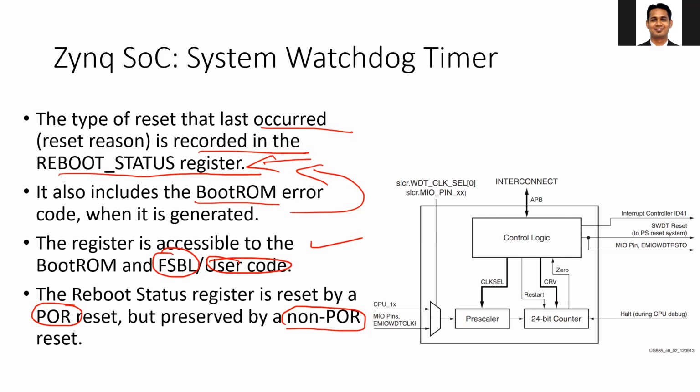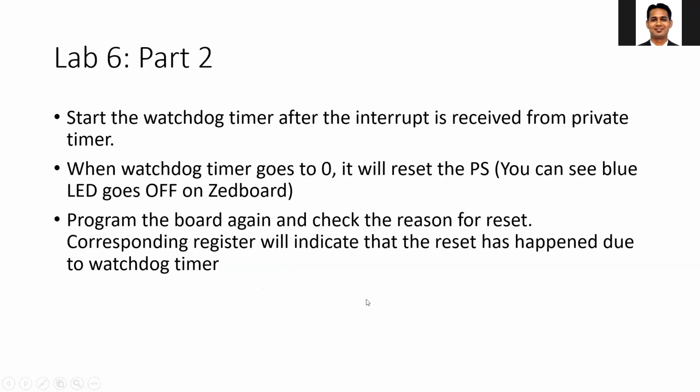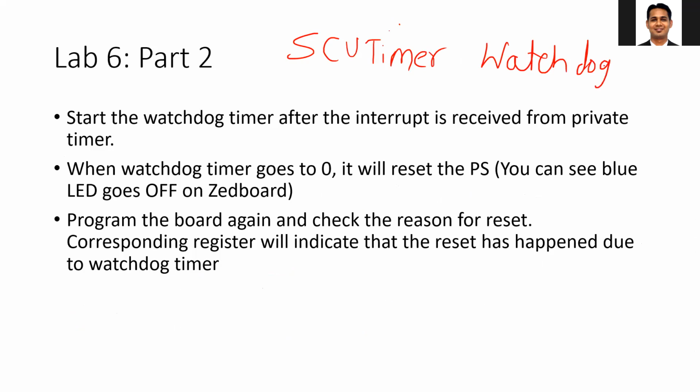Okay, so in lab 2, we are going to use both the timers. We are going to use the SU timer. Okay, we are going to make the lab slightly more complicated. So we are going to use the SU timer like we did in lab part 1, and we are going to use the watchdog timer. When the SU timer generates the interrupt, it will generate only one interrupt. When it generates the interrupt, we will start the watchdog timer.